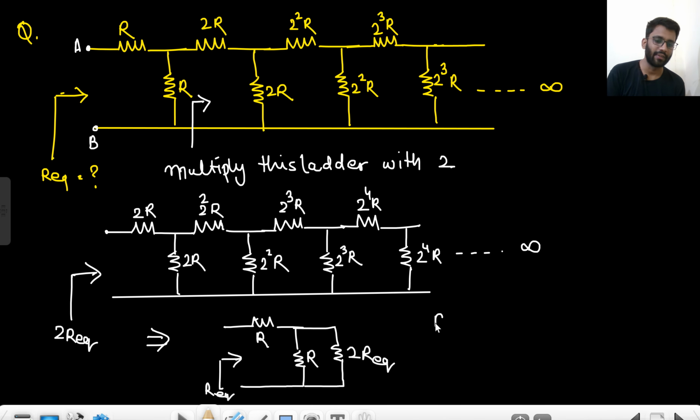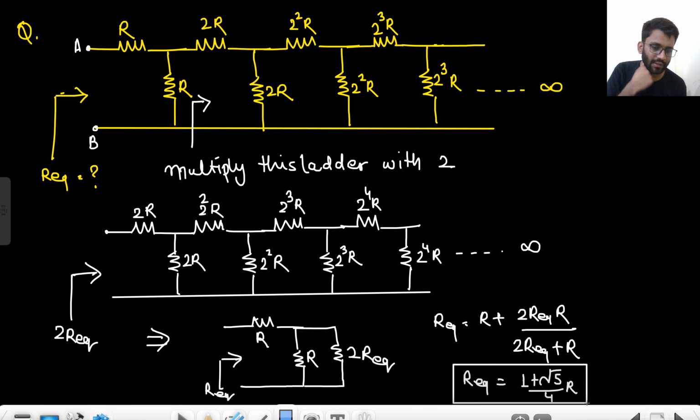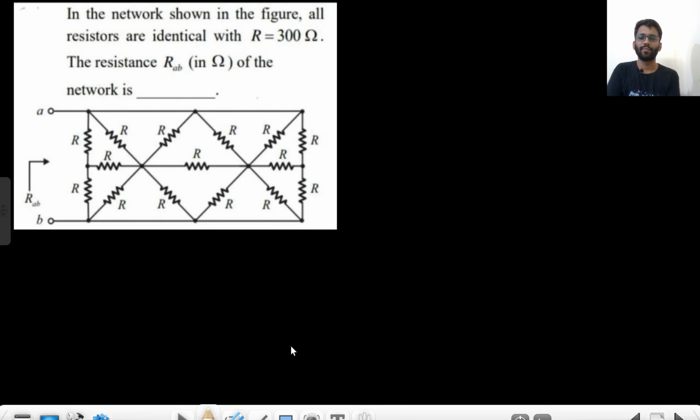So basically your R equivalent will be equal to R plus 2R equivalent into R upon 2R equivalent plus R. So from here you can calculate the value of R equivalent. Let me solve it and write it. The final answer we get is (1 plus root 5) by 4 into R. Well and good. Let's move on to the next problem.